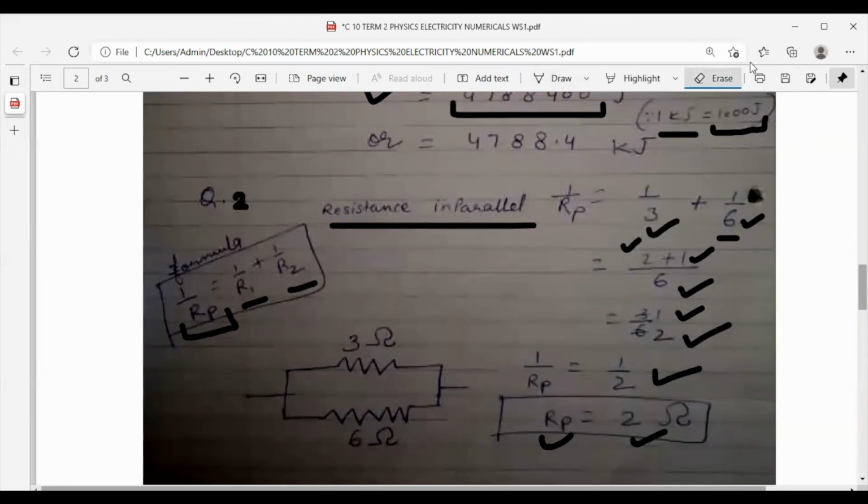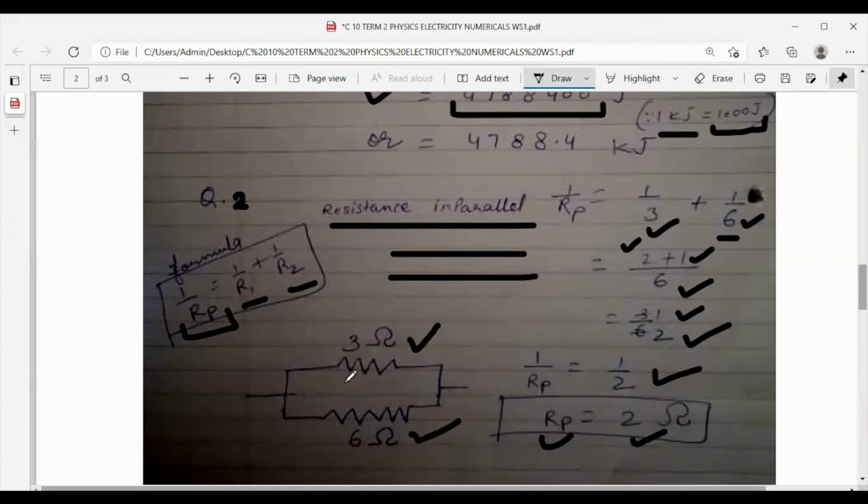And here you can see how we can show it with the help of a diagram. When we say parallel, parallel lines are shown this way. So this is your 3 ohm, this is your 6 ohm, and these two things are in parallel. So this will be shown like this.